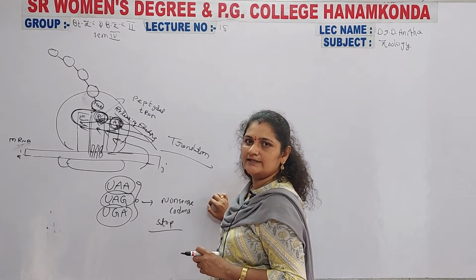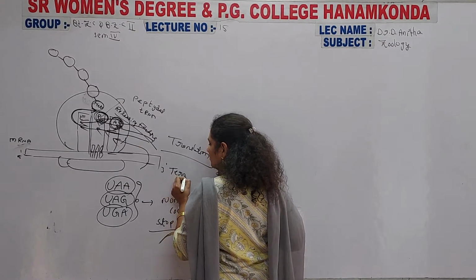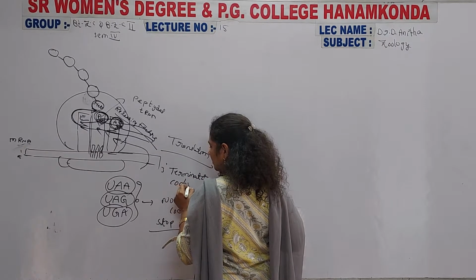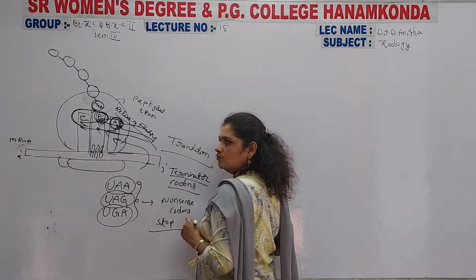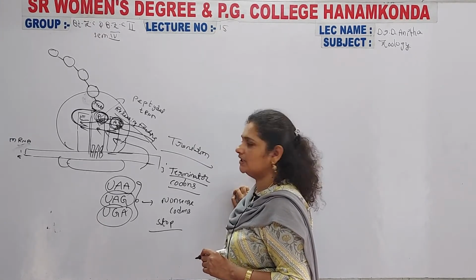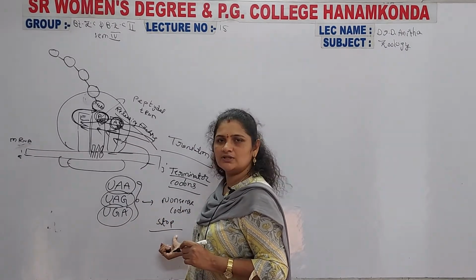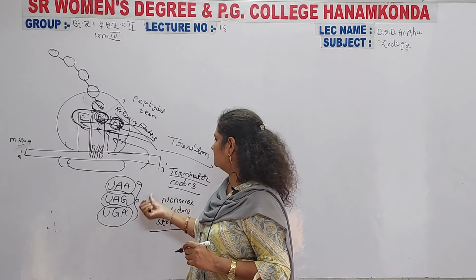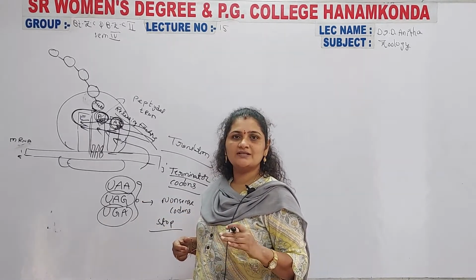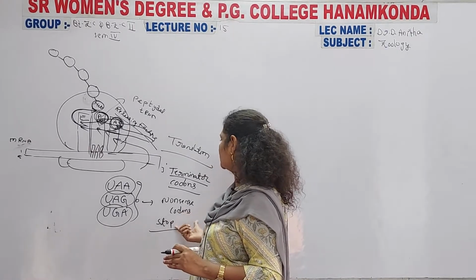That is the termination process, and these are also considered terminator codons, meaning the process of translation is terminated with the help of these three codons. They do not code any amino acid, which is why they are called stop codons, terminator codons, and also nonsense codons.